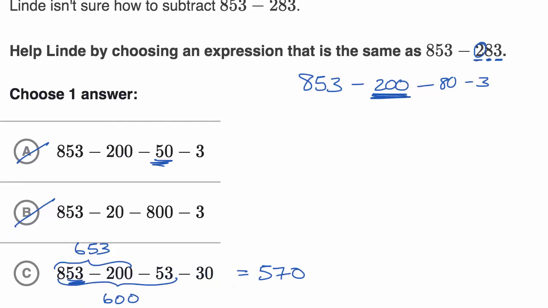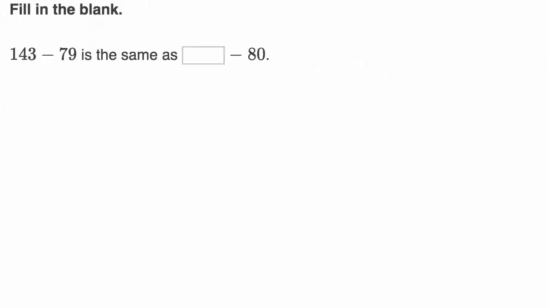Let's do another example. So here we're asked to fill in the blank. They say 143 minus 79 is the same as blank minus 80. So pause this video and see if you can figure this out. So the key here is to realize that when you have a difference here, as long as you add or subtract the same amount to both of these, the difference will be the same.